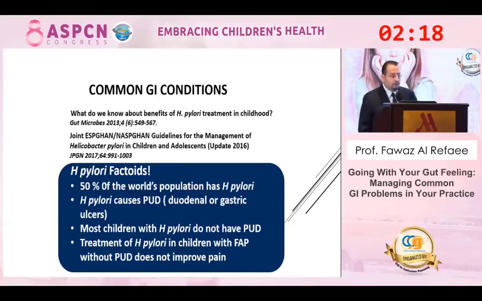pylori. And almost always any child who is above 5 or 6 is positive and has nodularity in the stomach, and H. pylori comes positive with the CLO test that we do as a rapid test bedside during the endoscopy, and histopathology later. But H. pylori can cause many diseases like peptic ulcer disease, duodenal, gastric ulcer, or esophageal ulcer. Most children with H. pylori don't have peptic ulcer disease. And this is the key message I want to transfer here.